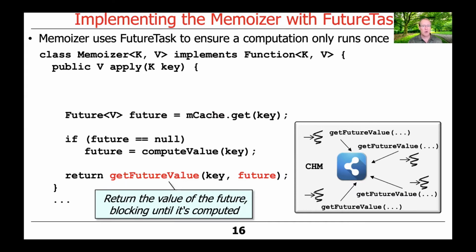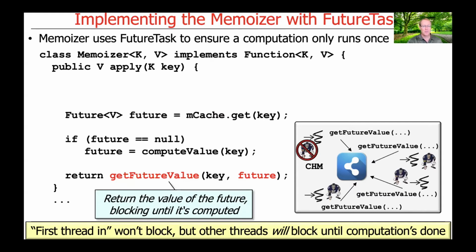But if we're in the process of computing the future, in other words, we haven't finished, it's still being computed by one thread asynchronously in the background, we're going to go ahead and block in get future value until the future is done. And that's the magic to make sure that only one thread is going to have to wait doing the computation, and all the other threads will block while they wait for that future to be finished.